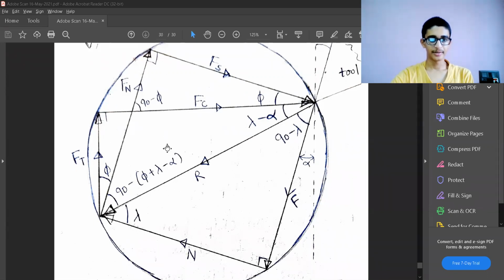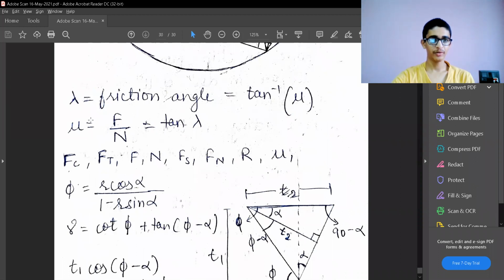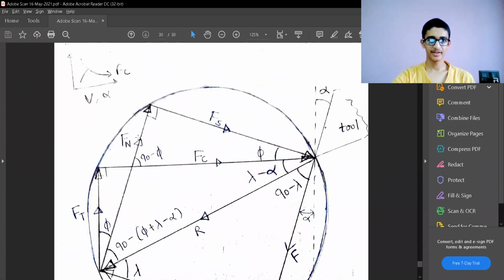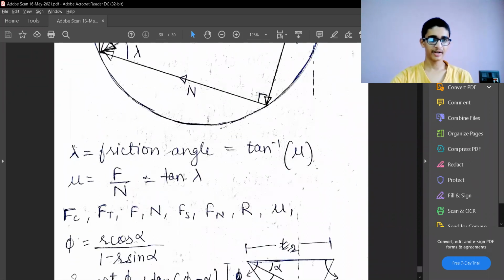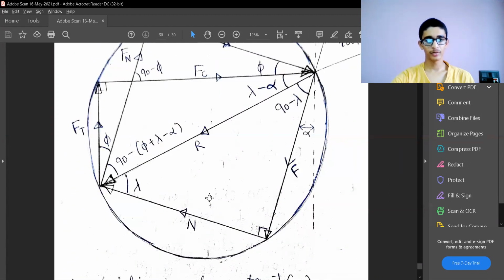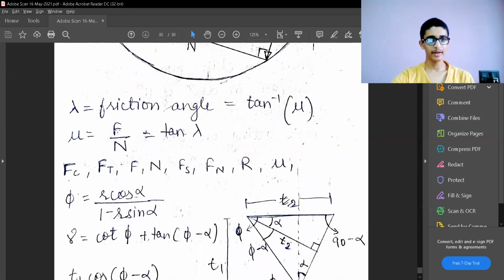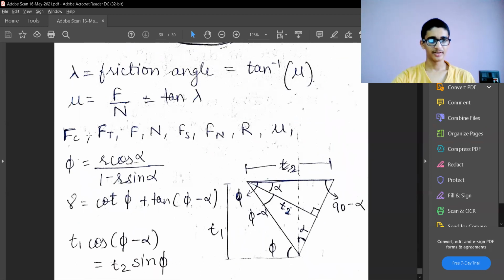So that's the point, and whatever we have studied till now is over here. This is all going to be helpful for you in numerical questions. This circle is called the Merchant circle, which I'll explain later also. But let's just revise whatever we have. Lambda was the friction angle, which is equal to tan inverse of mu. The friction coefficient mu is the direct parameter which will be known. So from the friction coefficient, we can get the value of lambda. The value of alpha comes from the tool geometry. Mu is also given by F by N. So that's the relation: mu is equal to F by N is equal to tan lambda.